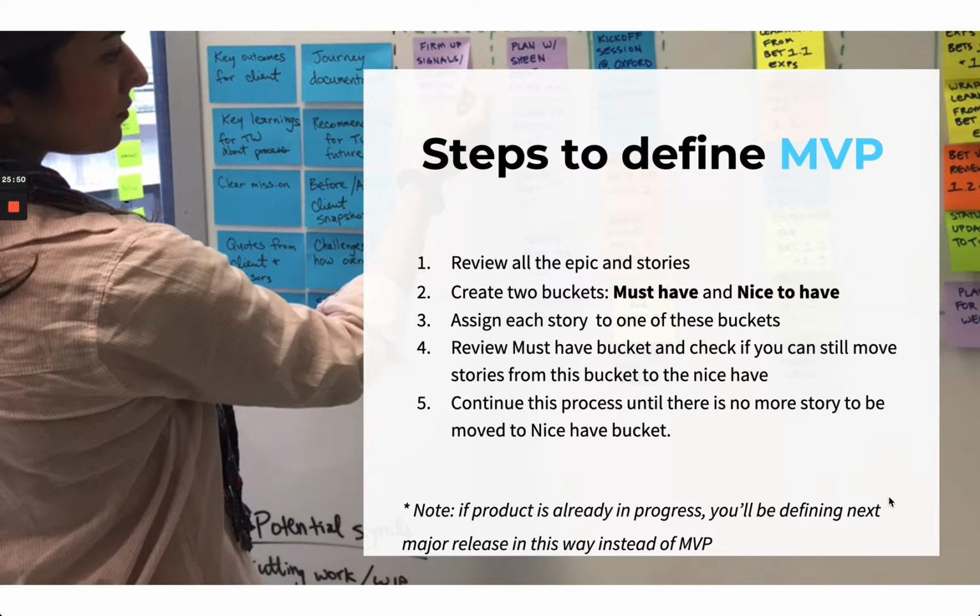So that must-have bucket is your MVP, all the stories that you absolutely should do for the first release of your product. If you already have the product and you want to know what the next release is, you can do exactly the same process to think about what could be in your next release of the product. What is the minimum thing you can release next? So the same process you can follow for that as well.